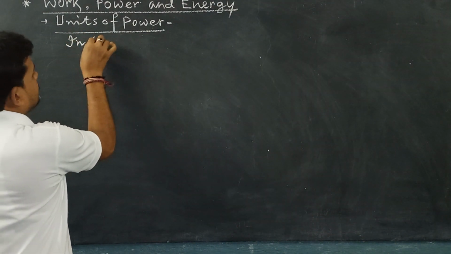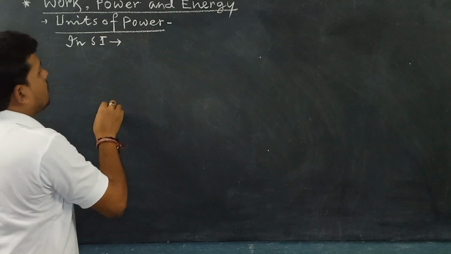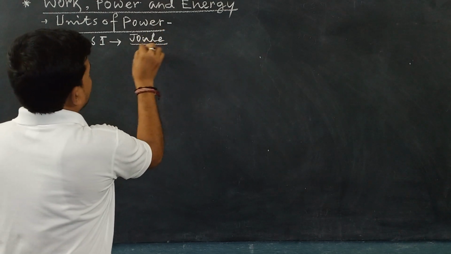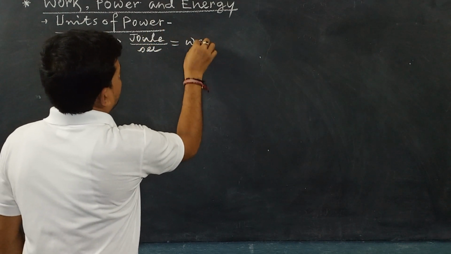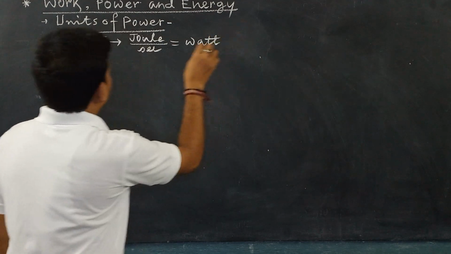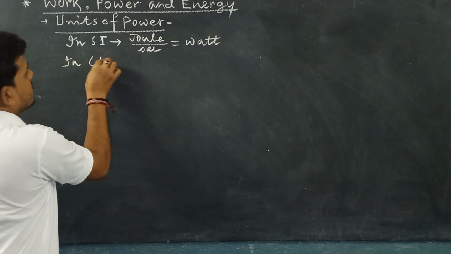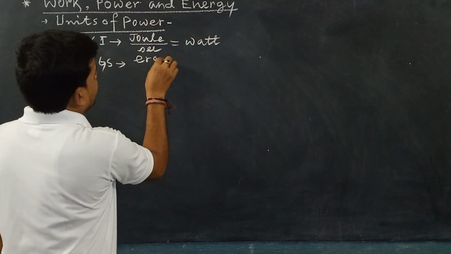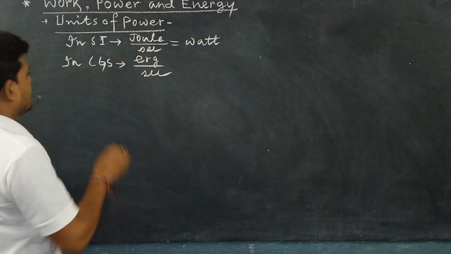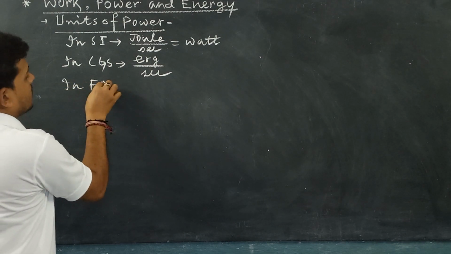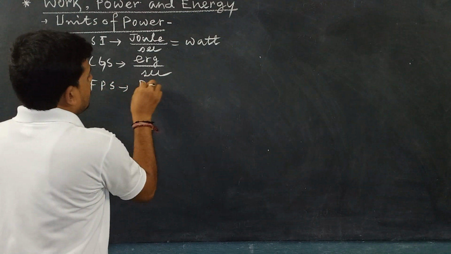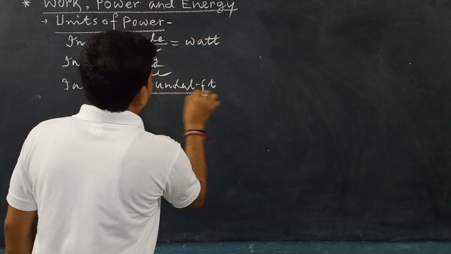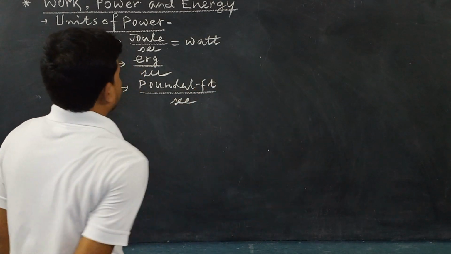In SI unit, the unit of power is work done divided by time. That is, joule divided by second. This is called watt. And in CGS unit, the unit of power is erg divided by second. Similarly, in FPS unit, the unit of power is poundal foot per second.